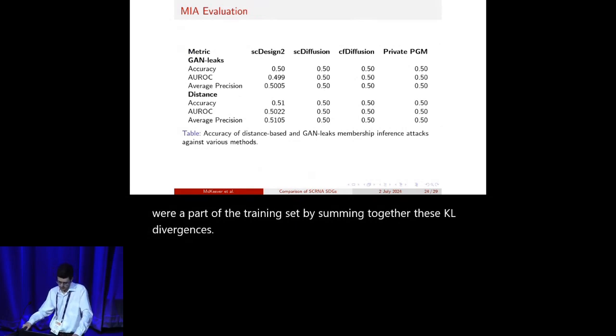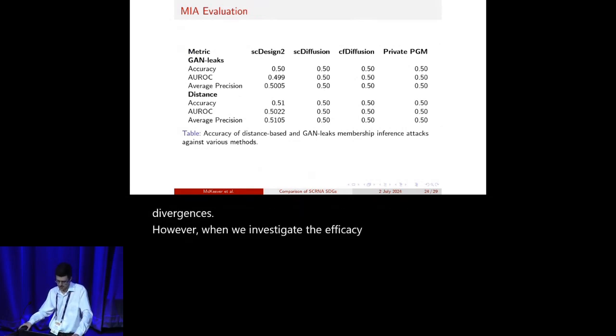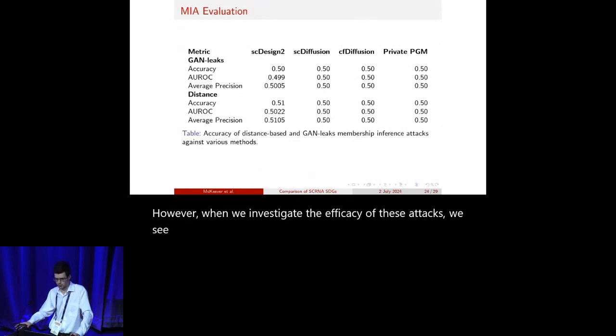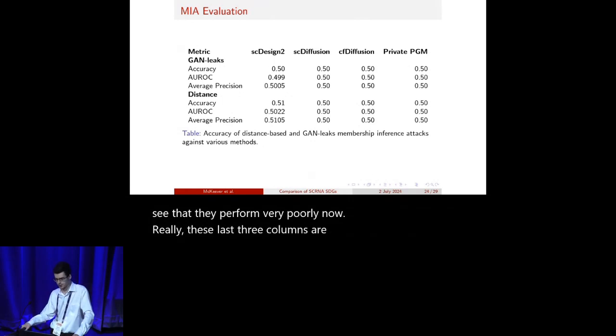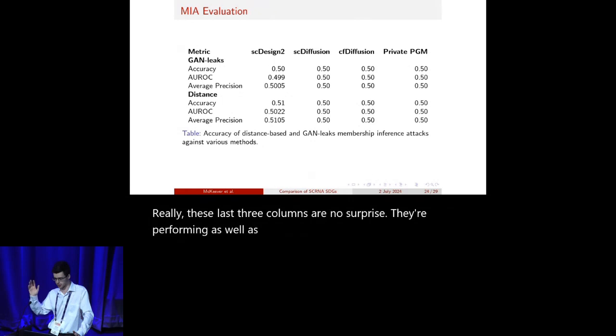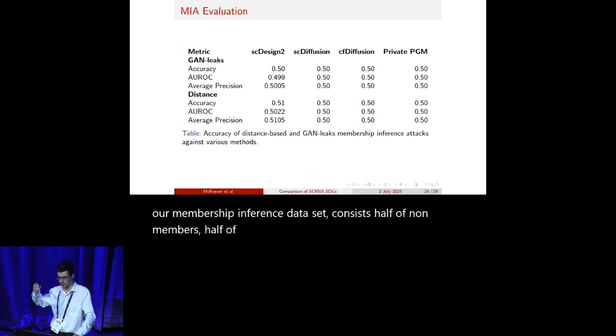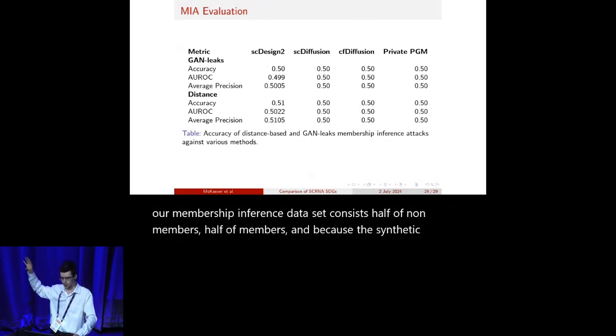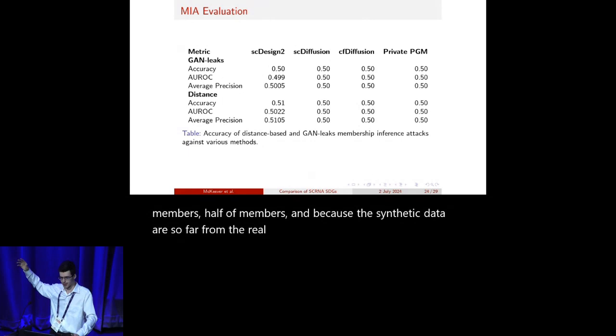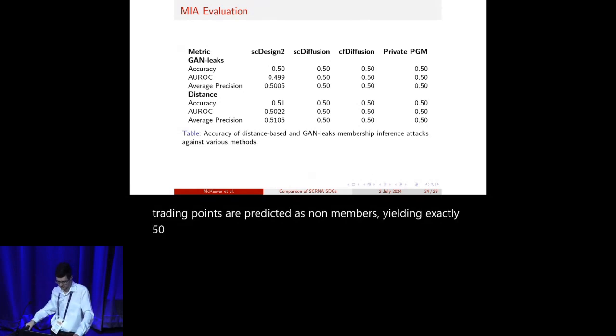However, when we investigate the efficacy of these attacks, we see that they perform very poorly. Now, really, these last three columns are no surprise. They're performing as well as random guessing because our membership inference data set consists of half non-members, half members. And because the synthetic data are so far from the real data, the distance is so large that all training points are predicted as non-members, yielding exactly 50% accuracy.